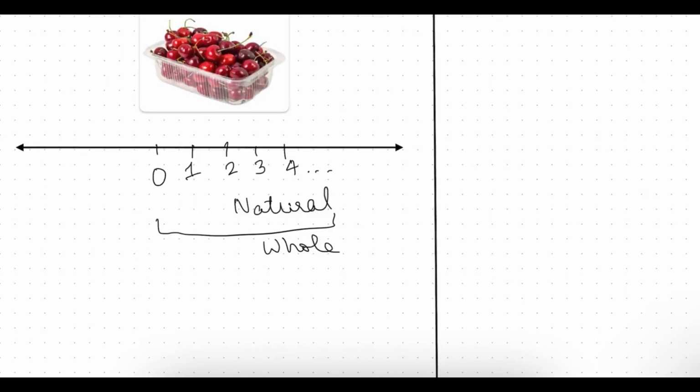In the past, you had -1 cherries, -2 cherries, -3 cherries. So when you include the entire set of numbers, they are called real numbers.